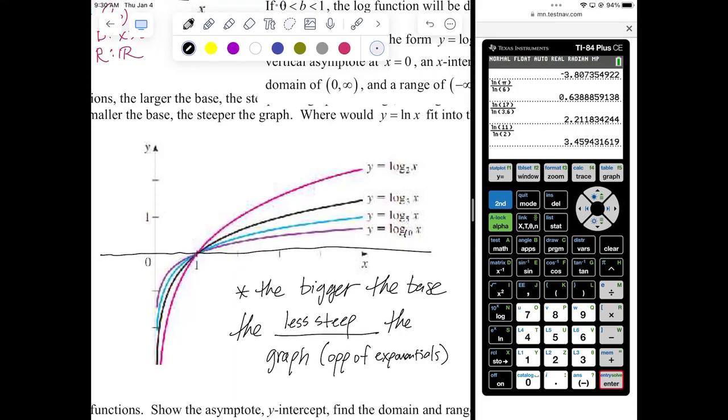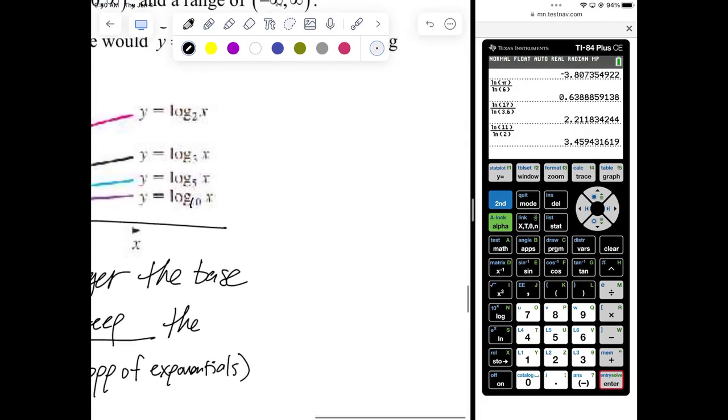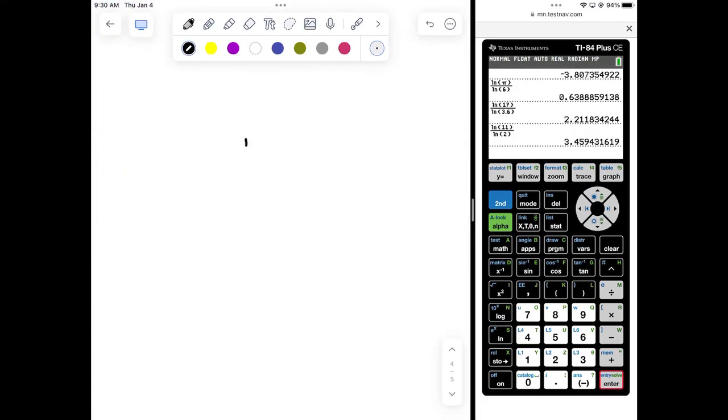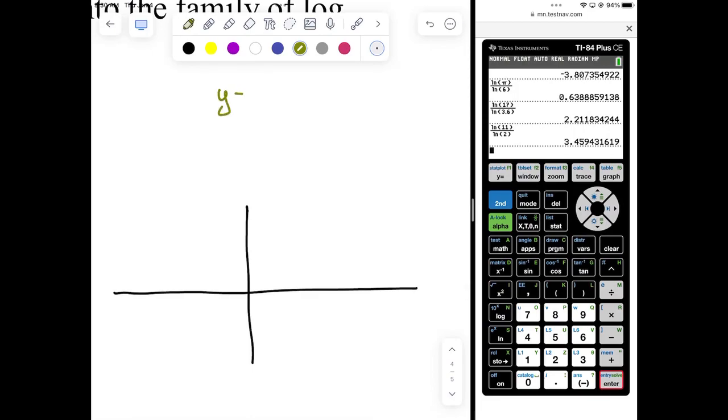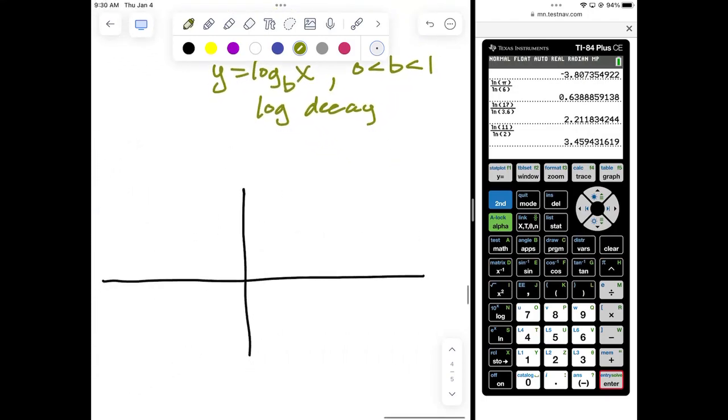Yeah, right. Now, speaking of decay, let's go ahead and draw one more picture over here. What if I have something of the form y equals log base b of x, but now the base is between 0 and 1? This is called logarithmic decay, or log decay, okay? So instead of just having log growth, we can have log decay.